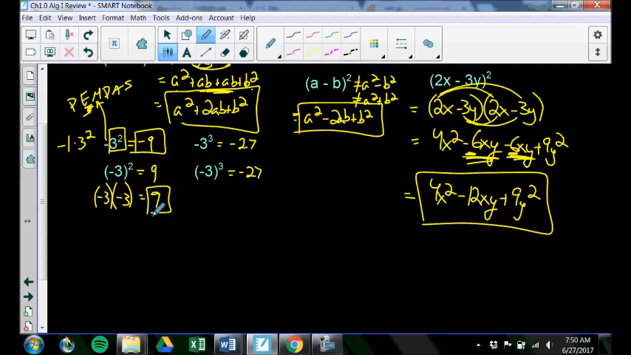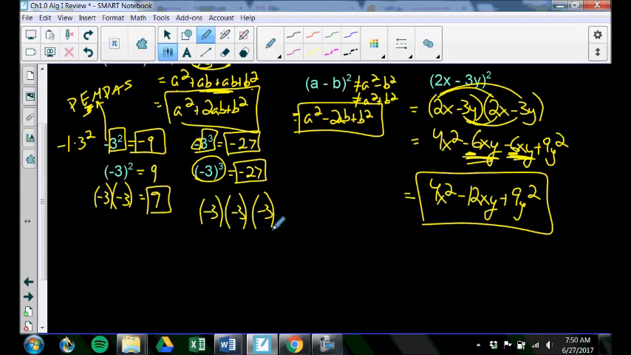So this is 3 to the third first, which is 27. Then this makes it negative. This is negative 3 to the third, which is actually just negative 27, because it's negative 3 times negative 3 times negative 3, which goes negative, positive, negative. If you have an even power, it can come out positive. If you have an odd power, it always comes out negative.